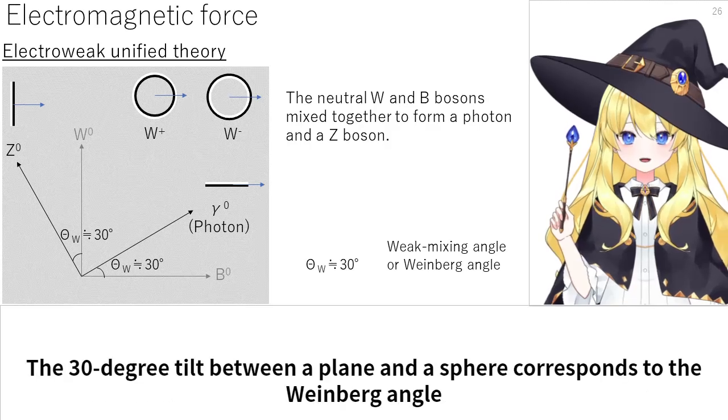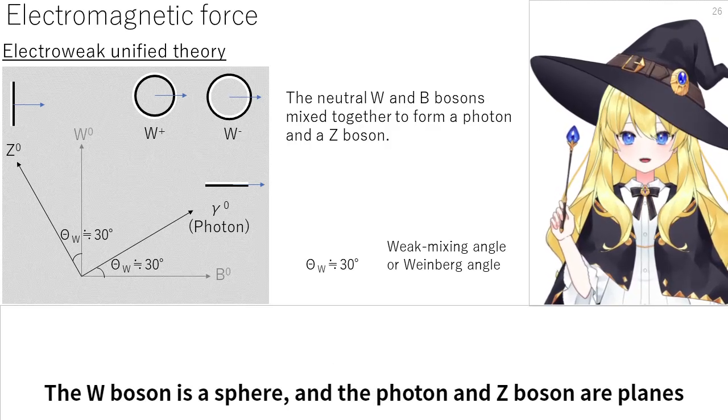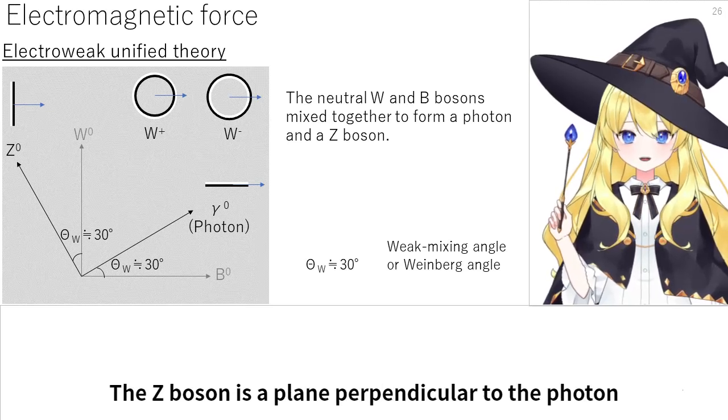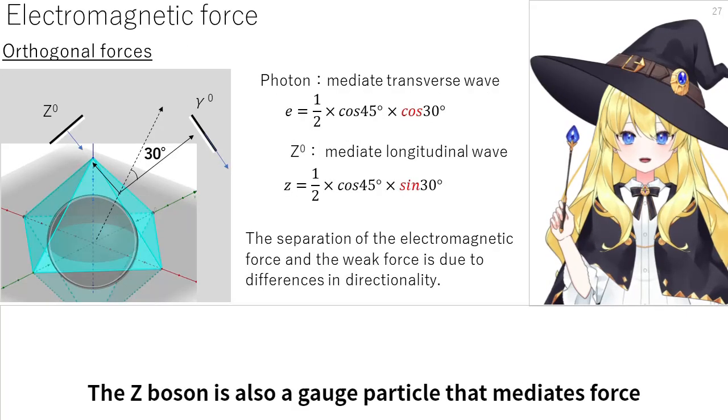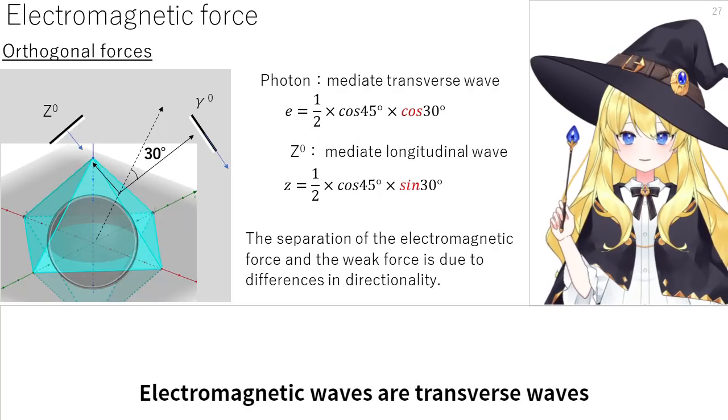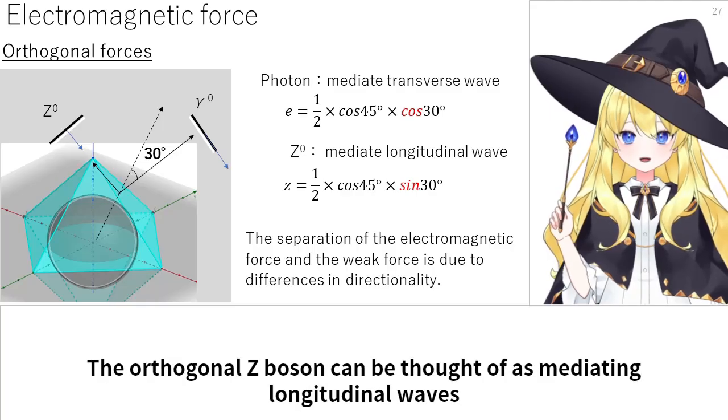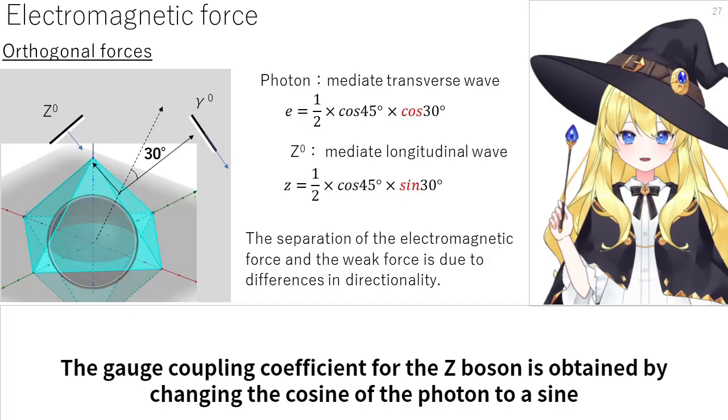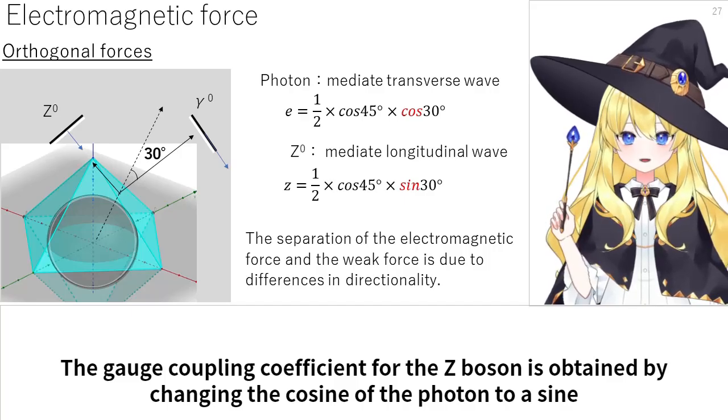The 30-degree tilt between a plane and a sphere corresponds to the Weinberg angle. The W boson is a sphere, and the photon and Z boson are planes. The Z boson is a plane perpendicular to the photon. The Z boson is also a gauge particle that mediates force. Electromagnetic waves are transverse waves. The orthogonal Z boson can be thought of as mediating longitudinal waves. The gauge coupling coefficient for the Z boson is obtained by changing the cosine of the photon to a sine.